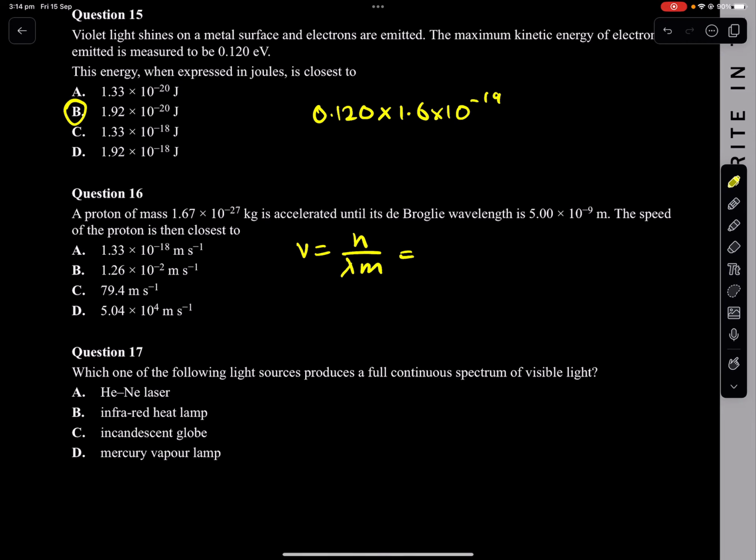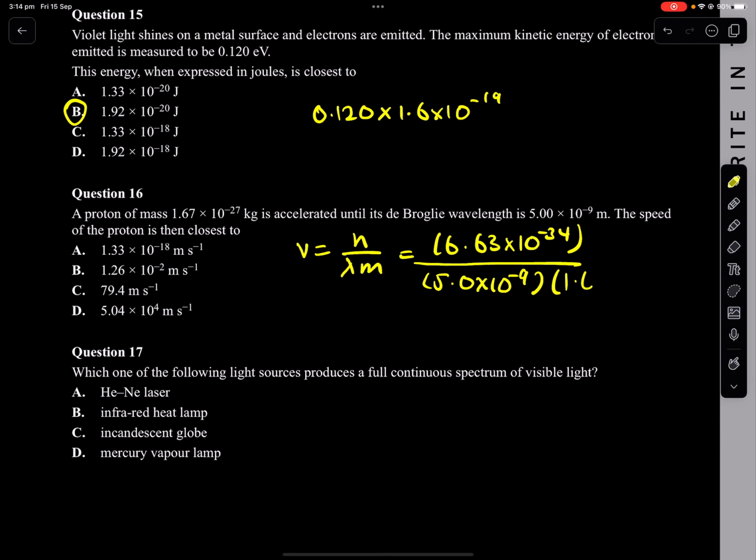Now putting those values in this equation, we should get the velocity. So your de Broglie wavelength: 6.63 times 10 to the negative 34 all over your wavelength, which is 5.0 times 10 to the negative 9, times your mass, which is just 1.67 times 10 to the negative 27. That is 49.4. Choose C as your answer.